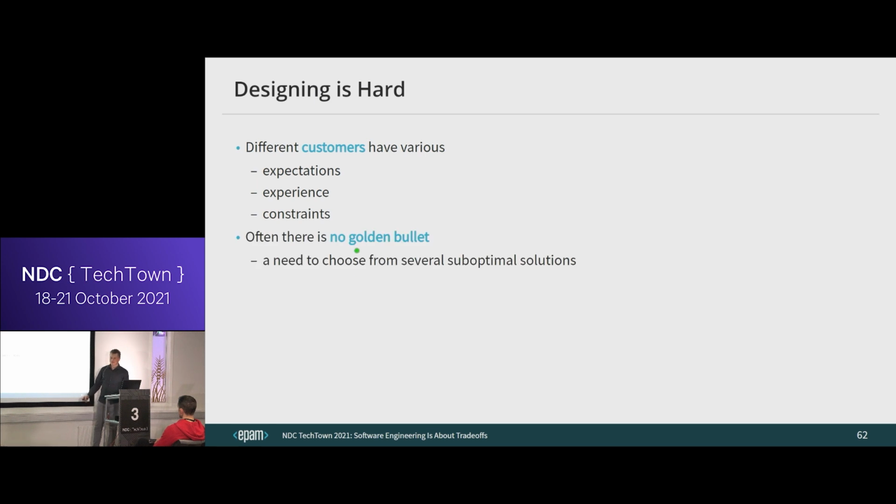Often there is no golden bullet solution. As you saw, all of those solutions that we discussed today were valid, and you have to make some choices anyway. And there is sometimes no possibility to make all of them like parallel solutions. We cannot have 2 strings in the standard library, a bit bigger, a bit smaller.